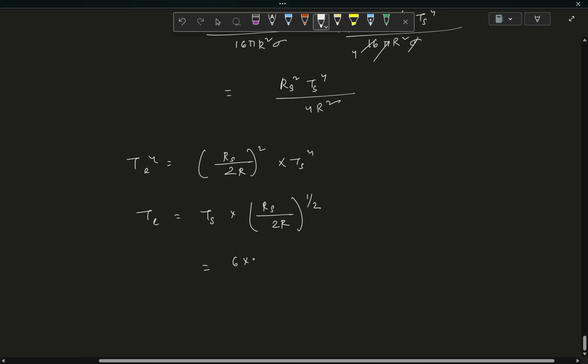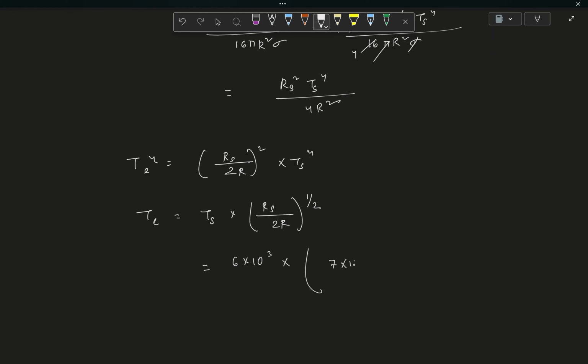It is mentioned in the question that it is 6 into 10 cube Kelvin, and the radius of the Sun is in kilometer unit. Since both are in kilometers, you don't have to consider unit conversion in the ratio, because the units cancel out. Our Sun's radius was 7 into 10 to the power 5 kilometers, and the circular radius of the orbit was 1.5 into 10 to the power of 8 kilometers, all to the power half.